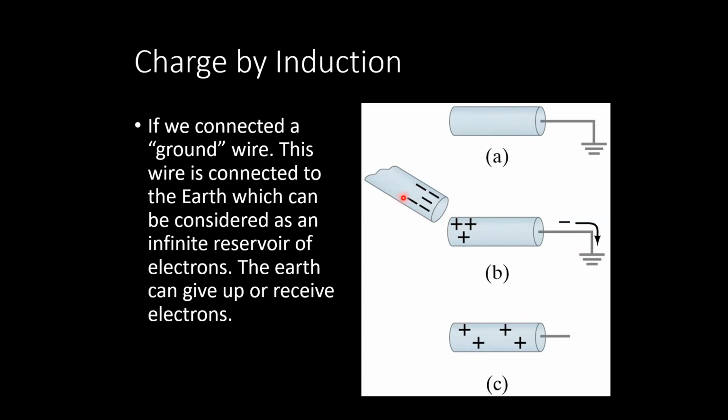And you take away this rod, and what's left? What do we have left over? It's just a positively charged rod. So I started with a neutral rod, got rid of the electrons because the electrons had somewhere to go, and now I'm left with a positive rod. And notice that this is not connected to the ground anymore.